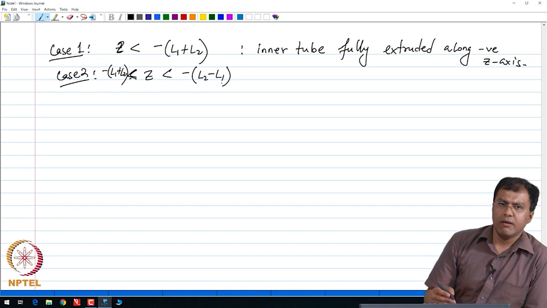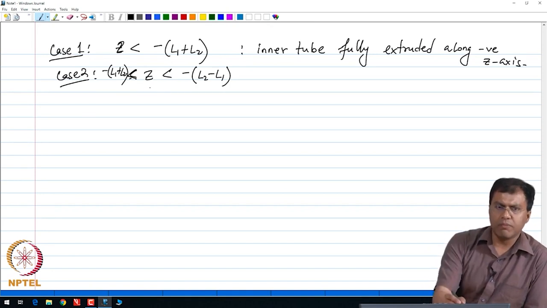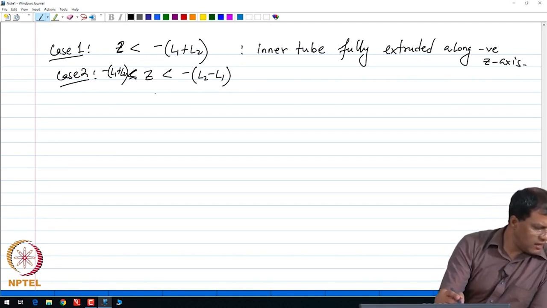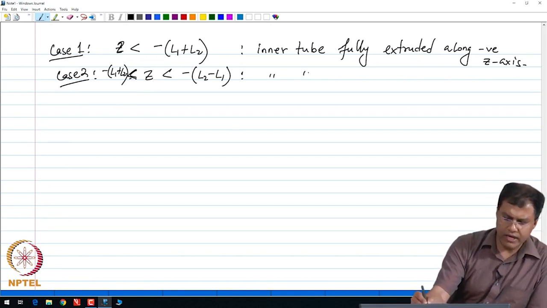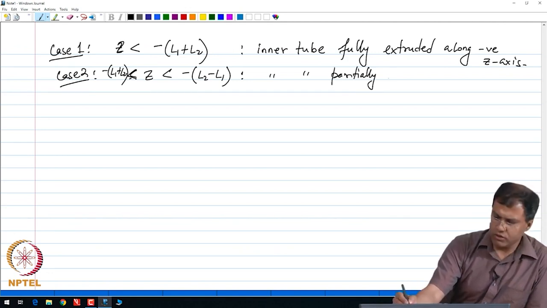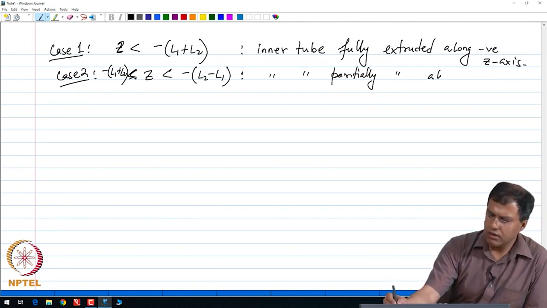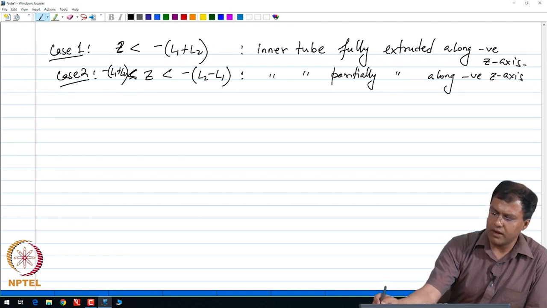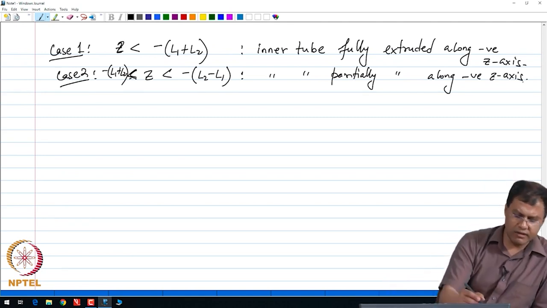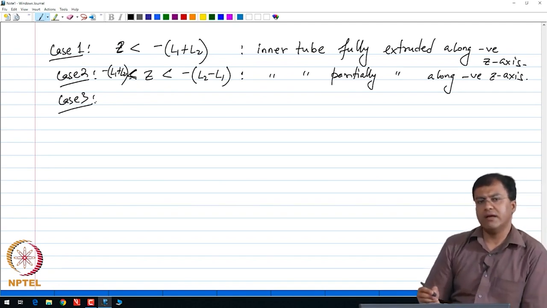So the inner tube is partially inside the outer tube, but along the negative z axis, along the negative axial direction. In this case we have the inner tube partially extruded along the negative z axis. Then my third case is when it is completely inside the outer tube.